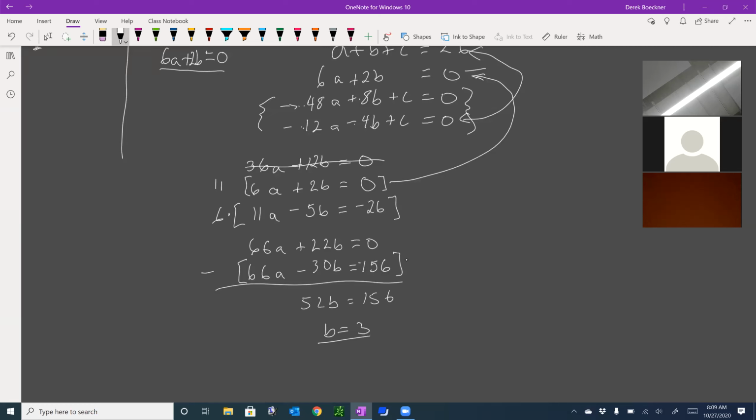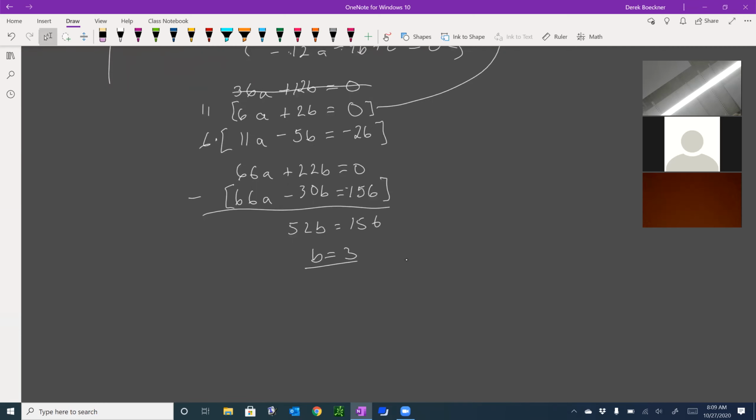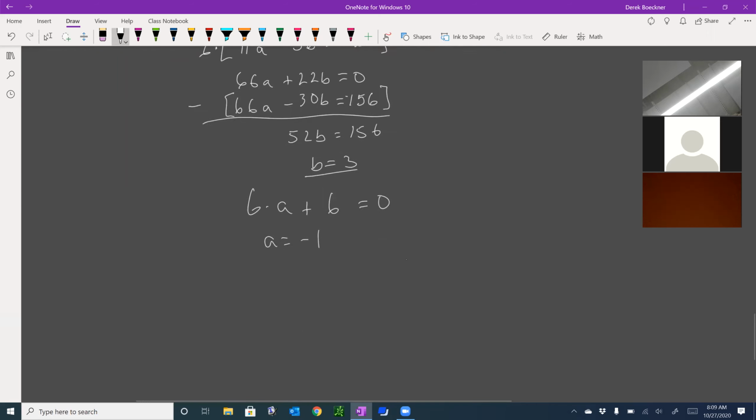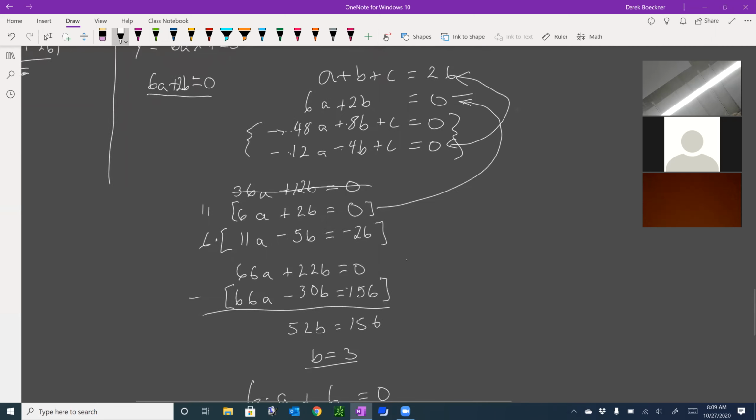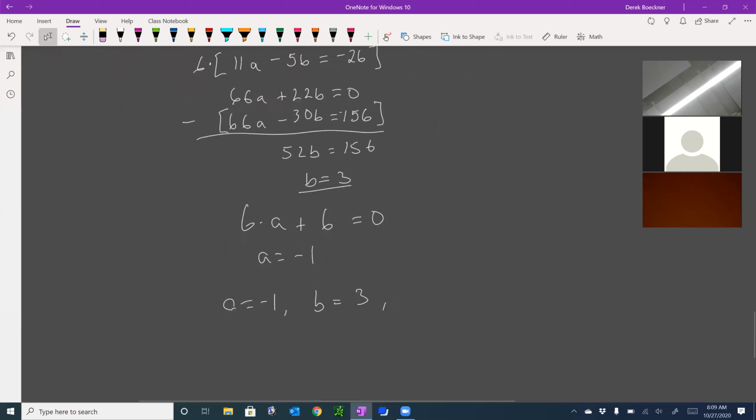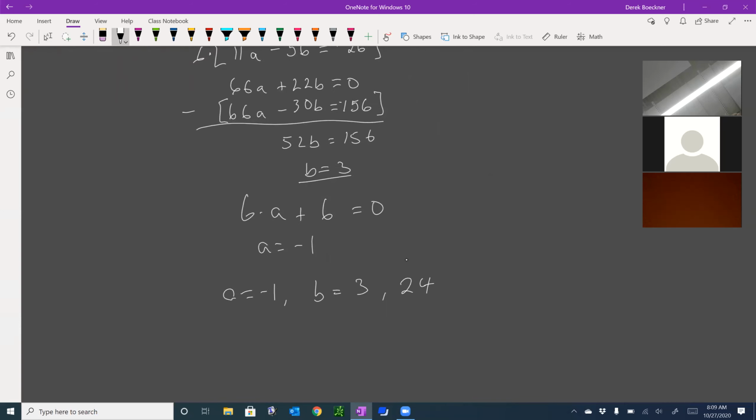Okay, so if b is equal to 3, then I can figure out what a is right away. 6 times a plus 6 equals 0, so a is equal to -1. So now I have a equals -1, b equals 3, and if I want everything to add up, I want a plus b plus c to equal 26. Better take 24 as c, right? So that this plus this plus this is 26. We all good with that?